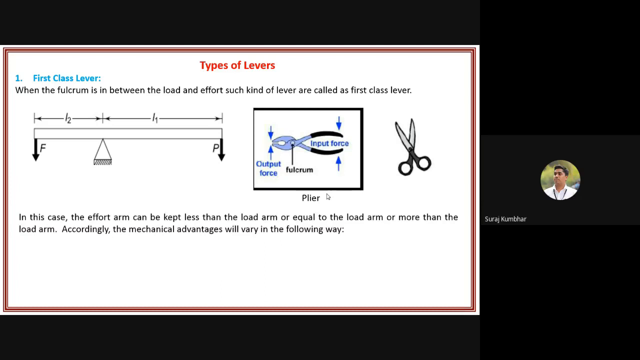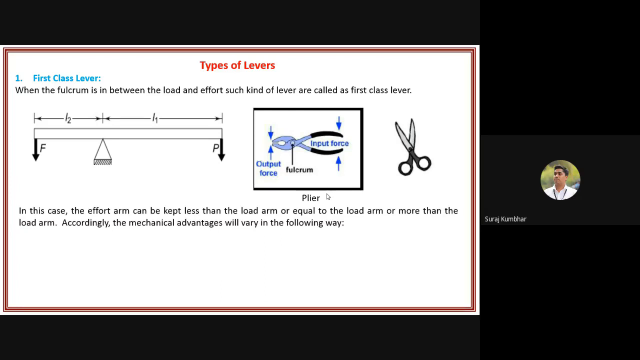In this case the effort arm can be kept less than the load arm. Now the question may arise in your mind, why is L2 less and why is L1 larger? It is not such a case. You can keep L2 larger and L1 small, or you can keep L1 and L2 the same. It depends upon the application. So the effort arm can be kept less than the load arm, equal to the load arm, or more than the load arm.